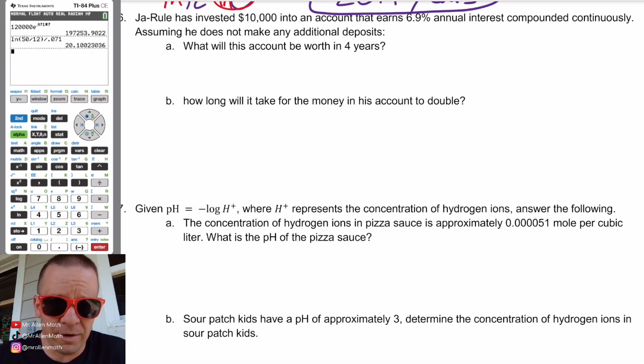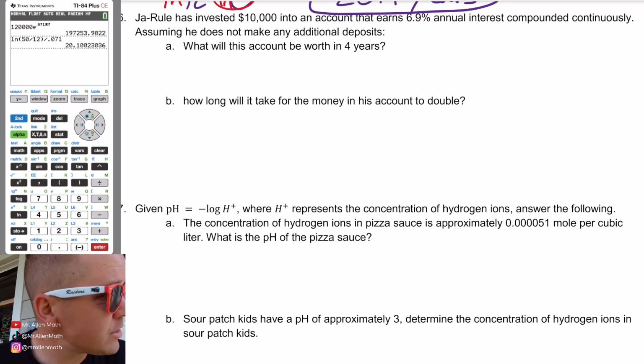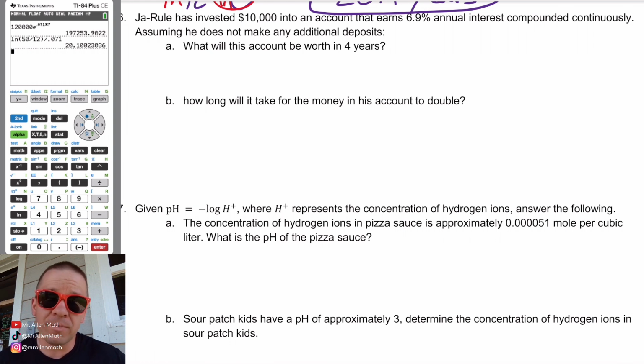All right. So Ja Rule invested $10,000 into an account that earned 6.9% annual interest compounded continuously. Assuming he does not make any additional deposits, what will this account be worth in 4 years?